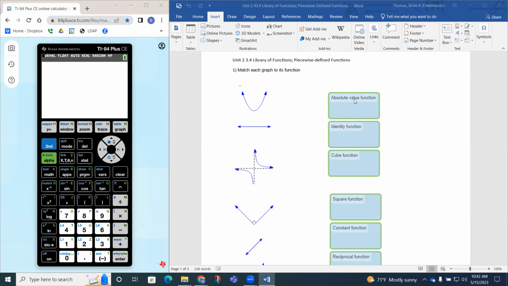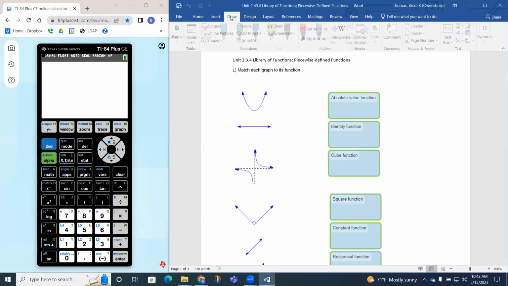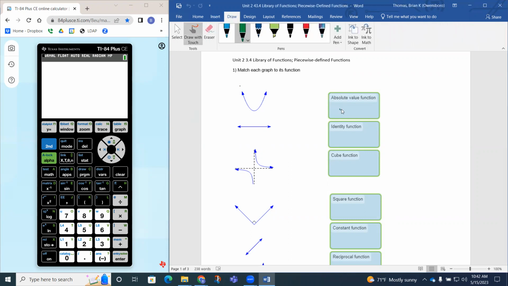So the first function is the absolute value function, which is going to be y equals the absolute value of x. Remember, absolute value means distance from 0. Distance is always a non-negative number. So when you take the absolute value of a negative number, it actually is going to be a positive value.